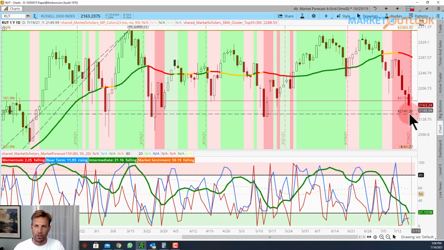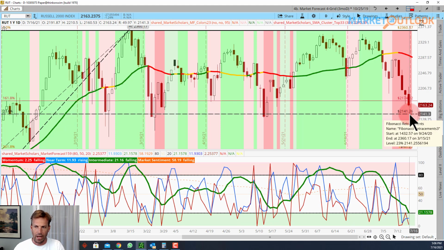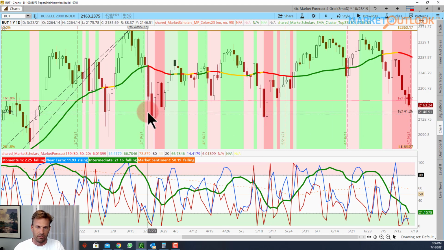So if and when it does happen, it will happen when the Russell breaks this line here, right about 2140 or so. And it can't just do it a smidgen, right? It's got to be a good breakdown below that.